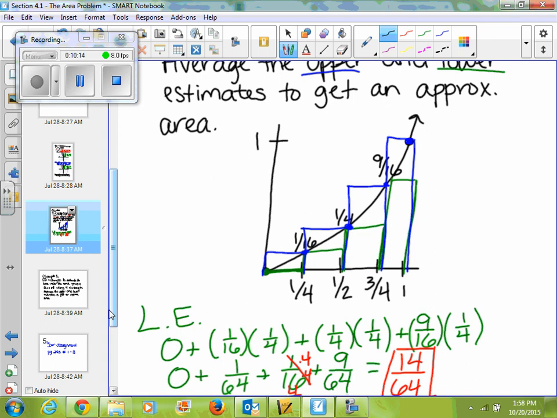So most of the heights of my rectangles are already found. The only one I didn't find was this one, which we know 1 squared is 1. So the height of that rectangle is 1.